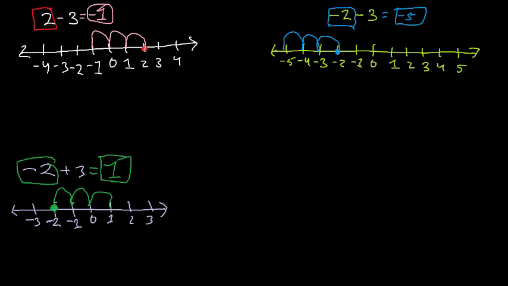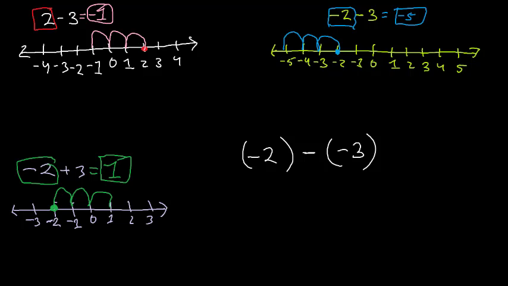So say we have a question like -2, and I'm going to put parentheses around it just to emphasize that it's a negative number, minus a -3. So this looks really confusing. Okay, so now what would we do?